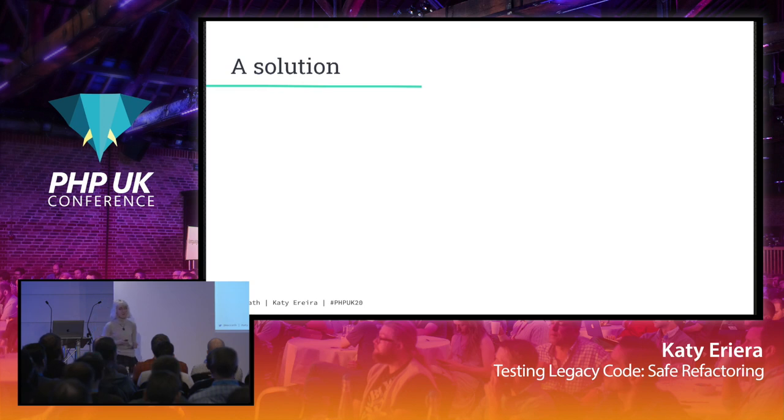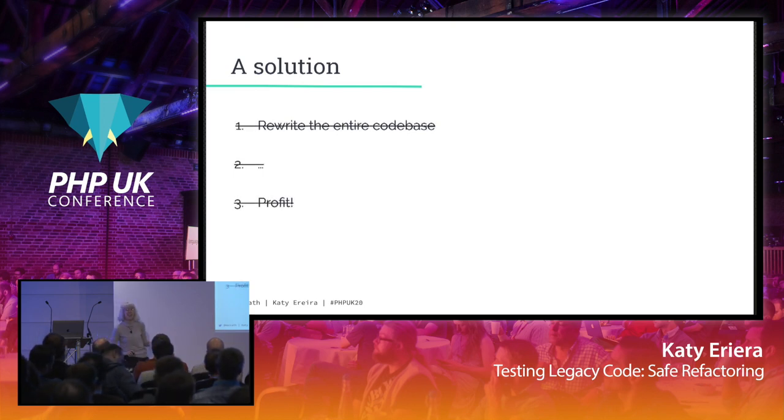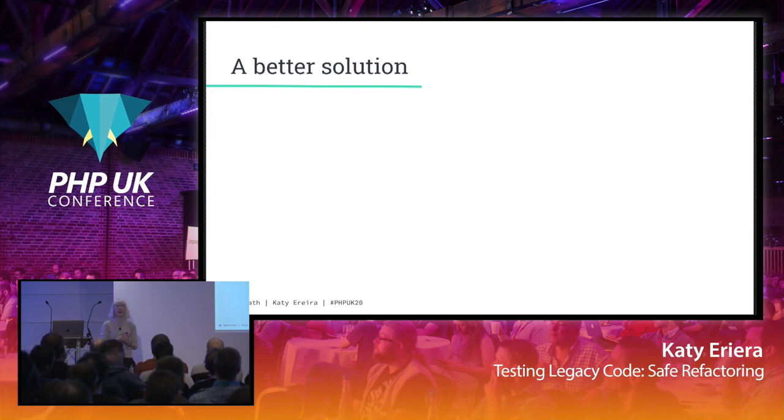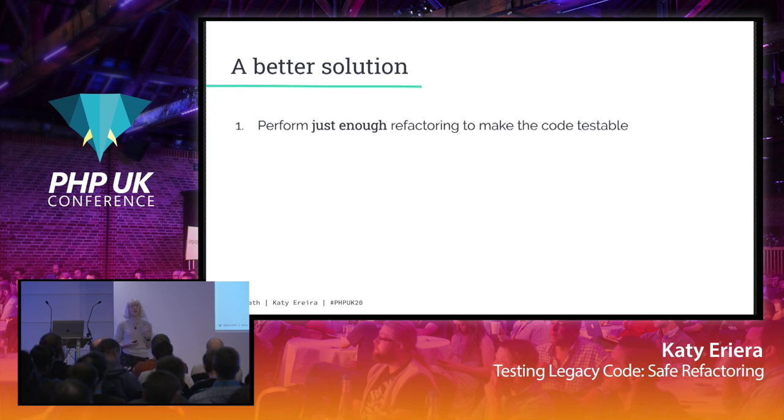So I've got a solution for you all. We're going to rewrite the entire code base. Sounds like a great idea. No, don't do that, please. That is a false economy. I have a better solution for you all. We're going to perform just enough refactoring on our existing code base so that we can make the code testable. Then we're going to write tests for our code, lather, rinse, repeat, and profit.